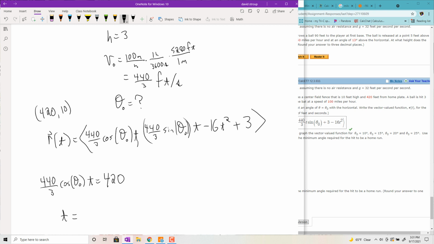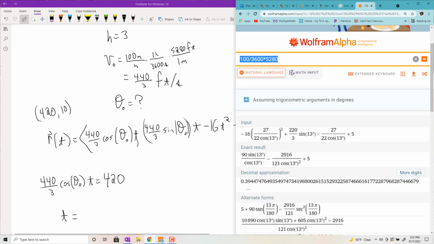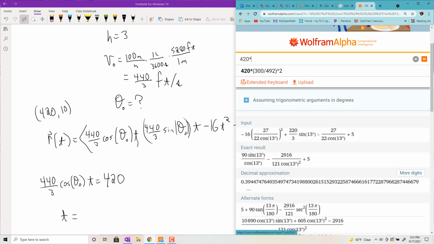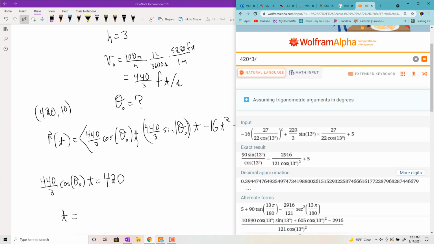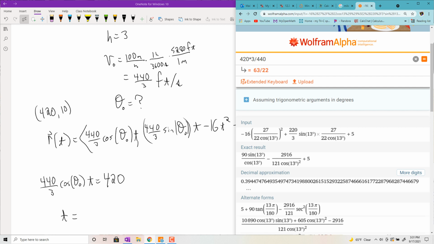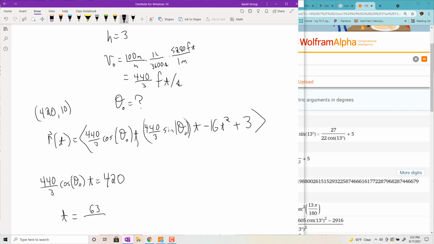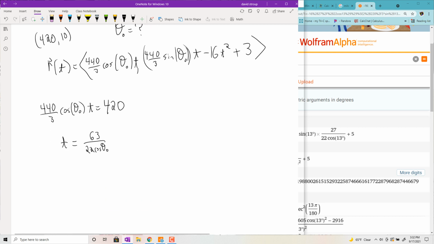So t equals, and now this is where I usually screw things up. So let me go to Wolfram. It's going to be 420 times 3 divided by 440. So t equals 63 all over 22 cosine of theta sub 0. Then I'm going to take that expression and plug it into the y expression and set it equal to 10, the y coordinate at that point.